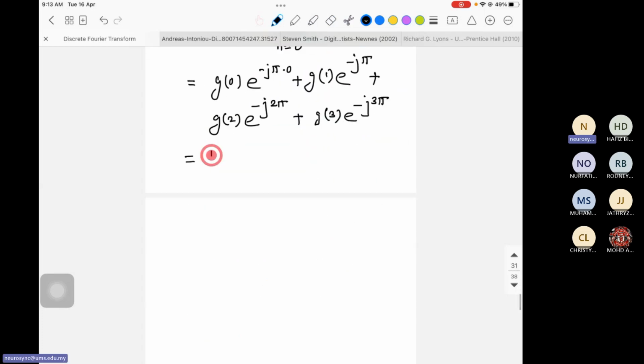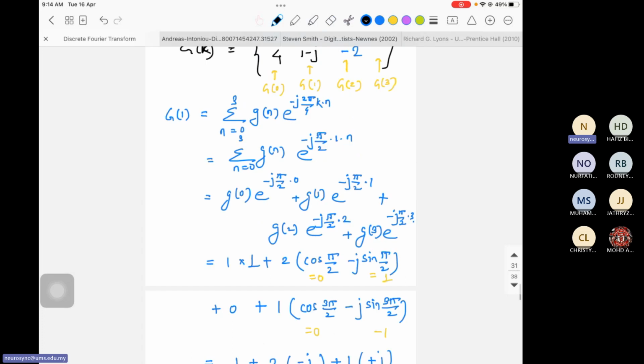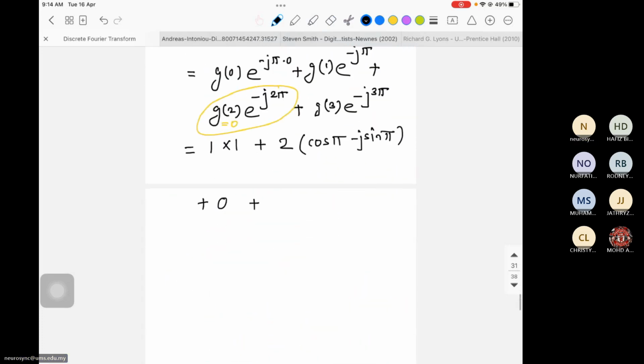So this is 1 into 1 plus 2 into e to the power j pi means what? Cos of pi minus j sine of pi plus this is third value is 0. This is equal to 0. So this whole term will be 0. Okay, so I'm writing 0 directly here. G of 3 again it is 1. So 1 into cos of 3 pi minus j sine of 3 pi.